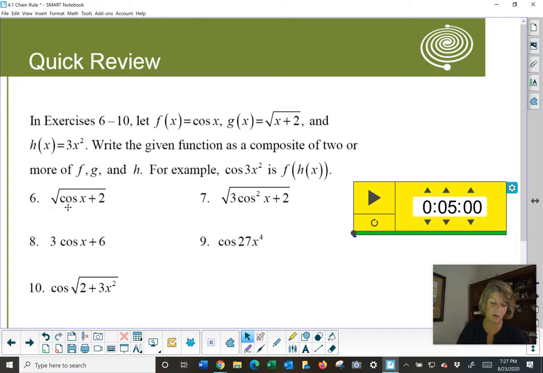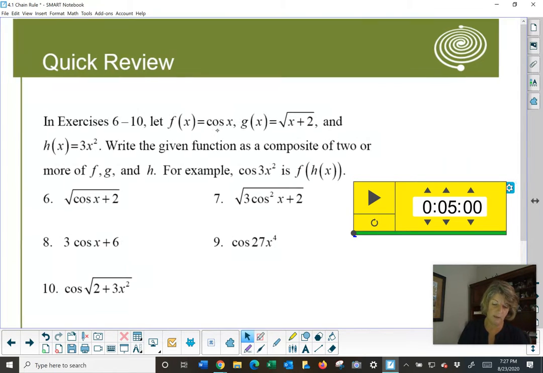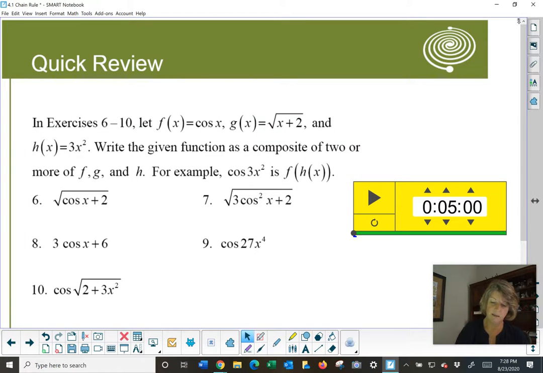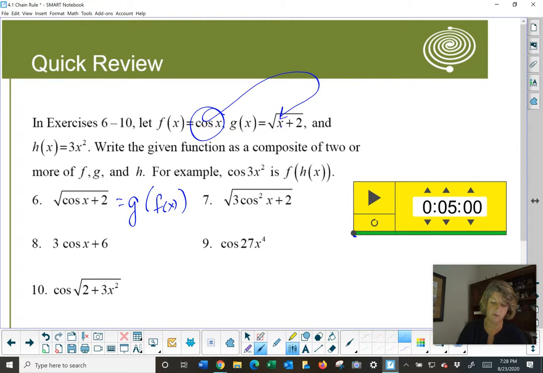So I see I've got a square root of cosine x plus 2. I've got a cosine x, don't I? And square root, oh, there's the square root. So really it looks to me like I have a g of x with the cosine inserted for x. So I'm going to say it's g of f of x. So that f of x goes into g of x, and that would create the cosine x plus 2 inside the radical.